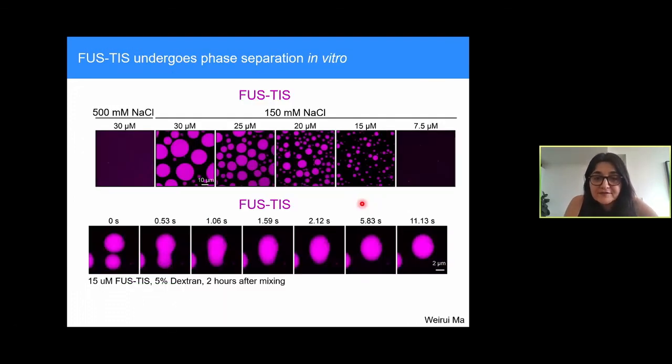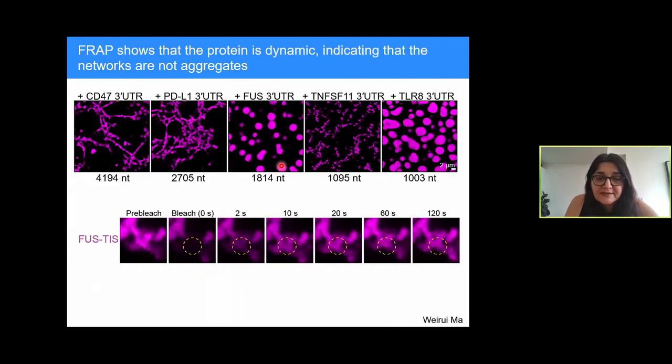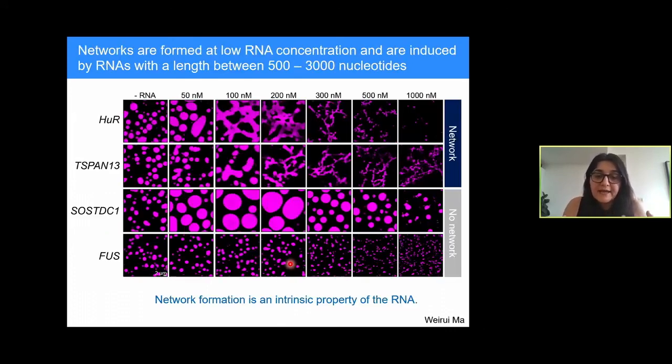So we purified FUS-TIS, and you can see it forms these condensates in vitro, and they are liquid-like. And then we added different RNAs. And you see that when we add CD47 or PD-L1, we obtain a mesh-like condensate. But if we add the FAS UTR or the TLR8 UTR, they remain sphere-like. But I want to point out that these mesh-like condensates are not aggregates, because when we do FRAP, you can see that there is very nice recovery of the protein. And so we found that network formation by addition of different 3' UTRs is actually an intrinsic property of the RNA and does not depend on the concentration or the length of the 3' UTR.